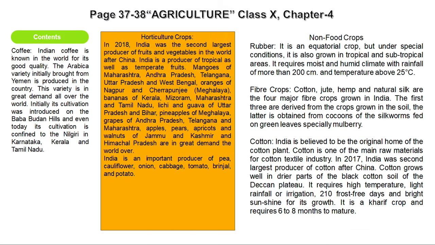Now we come to page 37-38. Coffee, definitely, is grown in India. Initially, it was grown in the Baba Budan Hills in the state of Karnataka. Now it is confined to Karnataka, Kerala, and Tamil Nadu. In horticulture, you can understand that means fruit and vegetables. Now the concept of floriculture is also there.